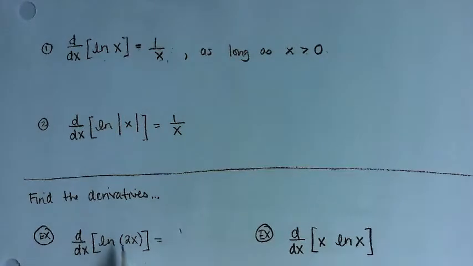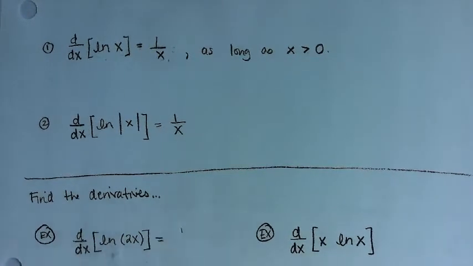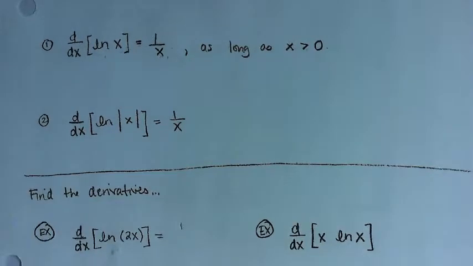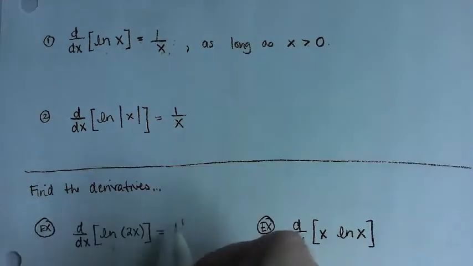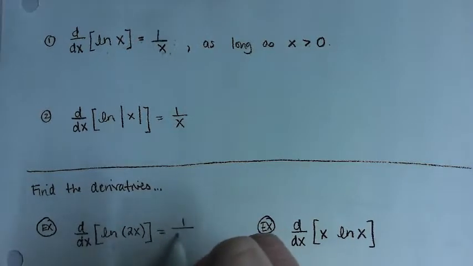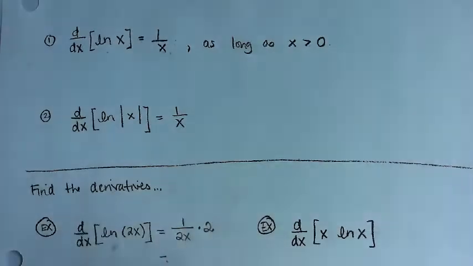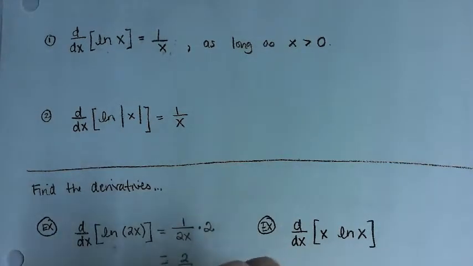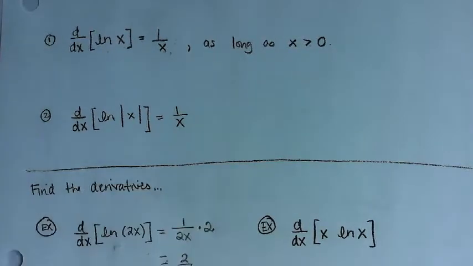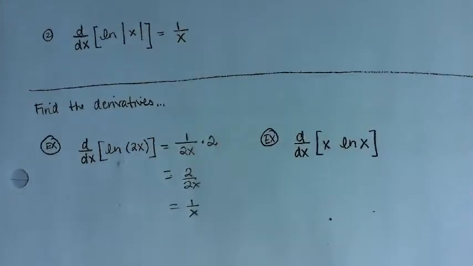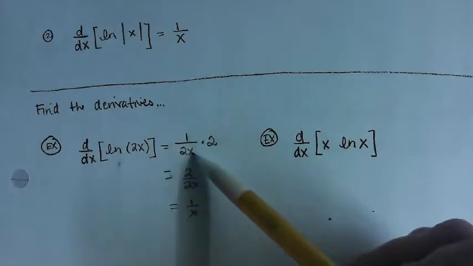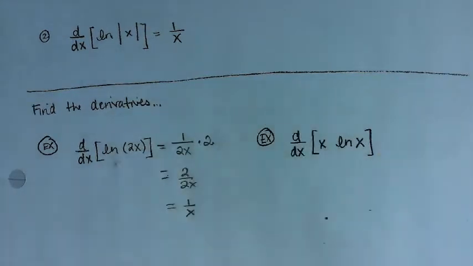With these rules, on example number 1, the natural log of 2x is going to be, well, who thinks they can do it already? Steven. Good. Sorry, I just did not have that on the screen. So, natural log of whatever is 1 over that, times the derivative of what's inside, so times 2, and then the 2's cancel, and you just get 1 over x.